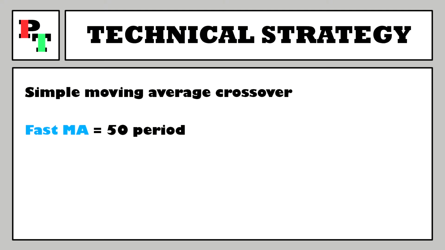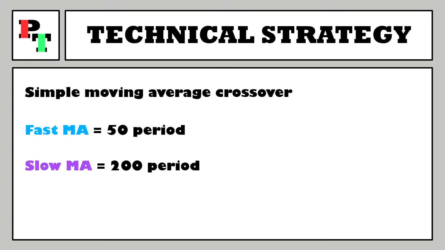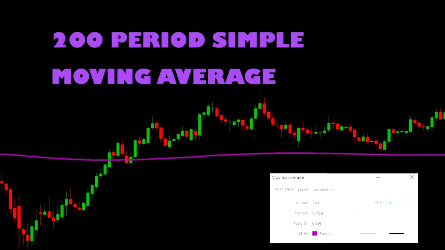For our crossover strategy, we'll be using two averages. Our fast average will be the 50 period, which looks a little something like this. And our slow moving average will be the 200 period average, which will be a bit like this one here. The 50 and the 200, they are a classic combination for fast and slow averages. Their crossovers are commonly known as the death cross and the golden cross.